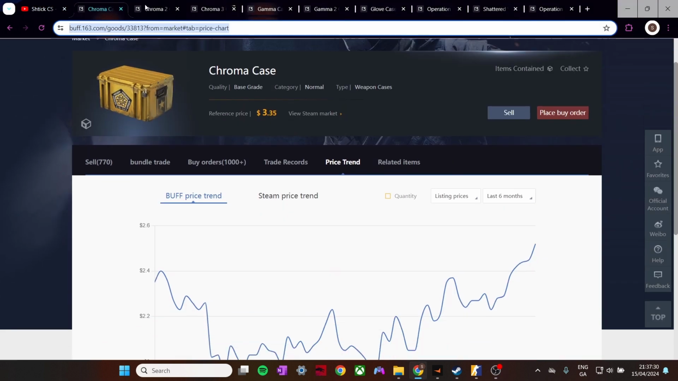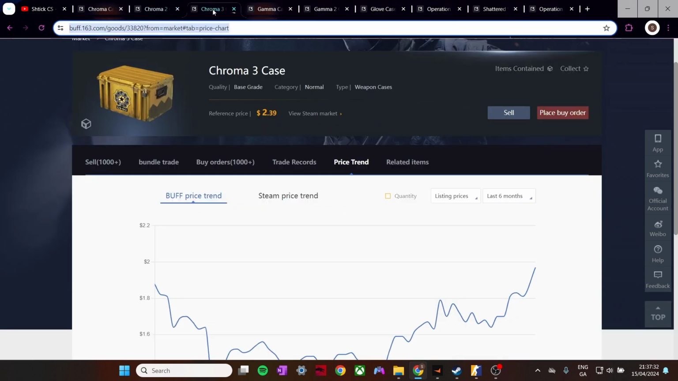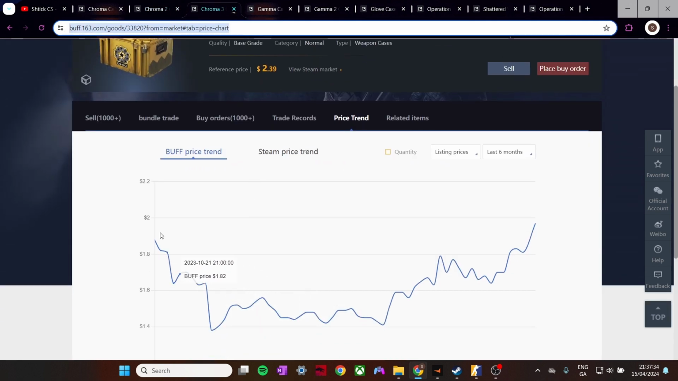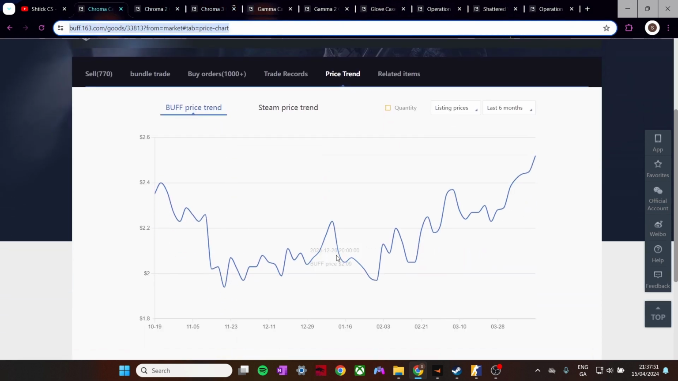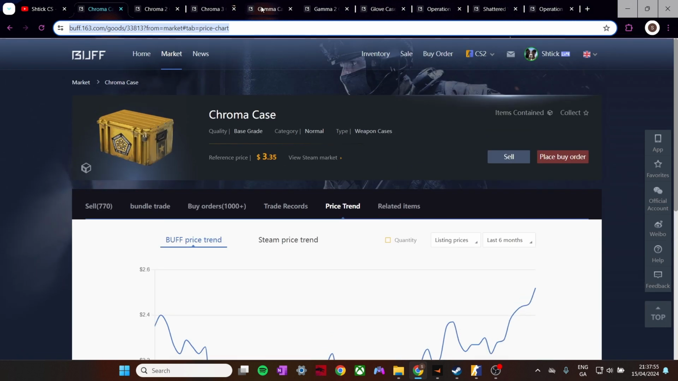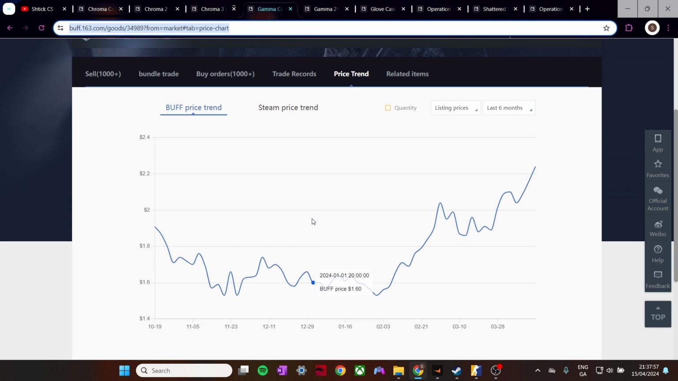So for the regular Chroma case, the Chroma 2 and the Chroma 3 cases, these have all gone up significantly in the last 6 months. They were about $1.80-ish, and now they're about $1.97. So they've gone all the way down to a low point of $1.44 and are now starting to spike up. And we can see that across all of these Chroma cases, they are reaching their new time highs within the last 6 months. And it's the same with Gamma cases as well.